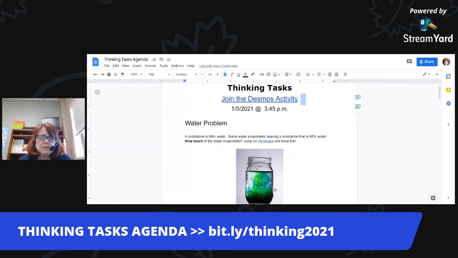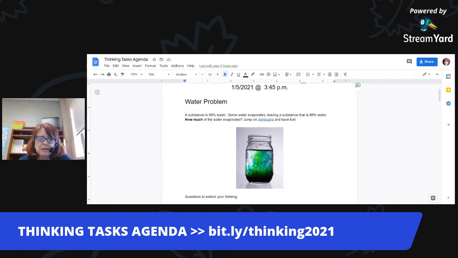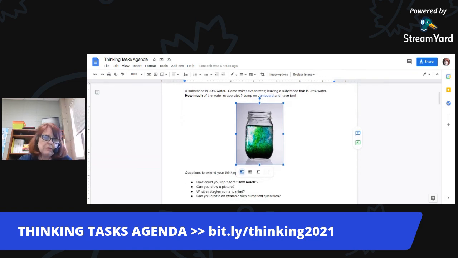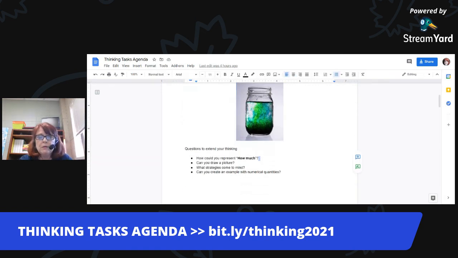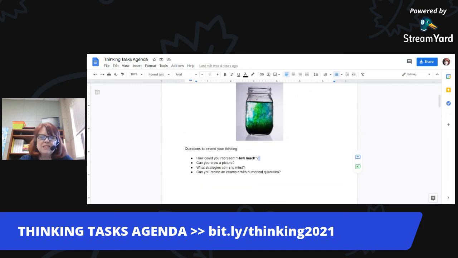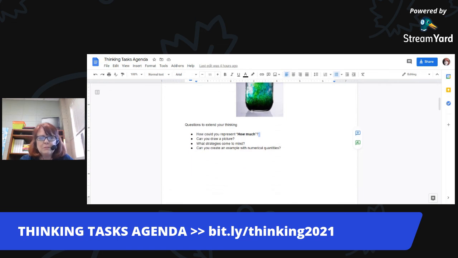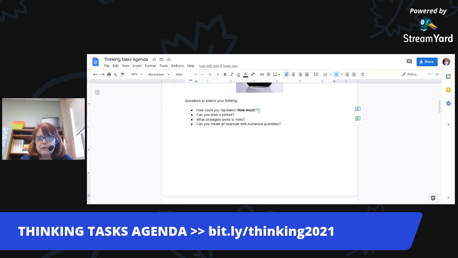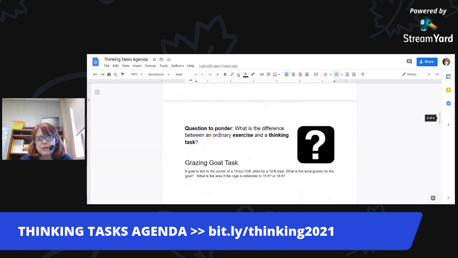So the water problem is here, and the link to the Jamboard is here. So you're welcome to go into that and click on that, create your own frame, add a note to someone else's frame. Just be respectful. And if you want to pair up or team up and work on it, do it. I will secretly give you the answers somewhere, but I'm not going to post those publicly, mainly because I want to leave these problems out there for people to work on because they're fun.